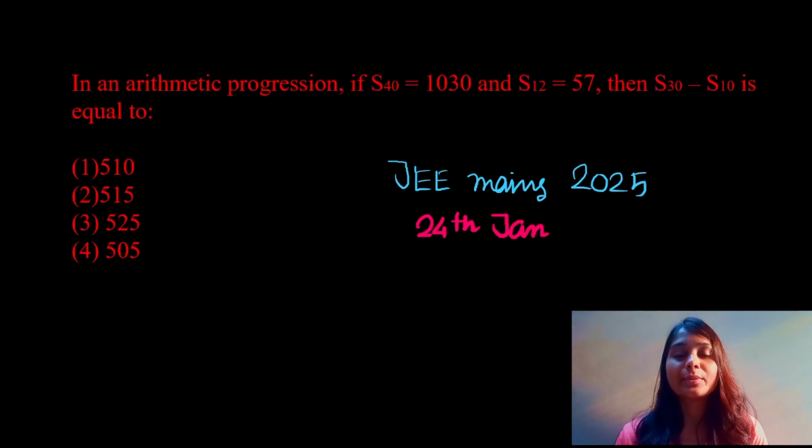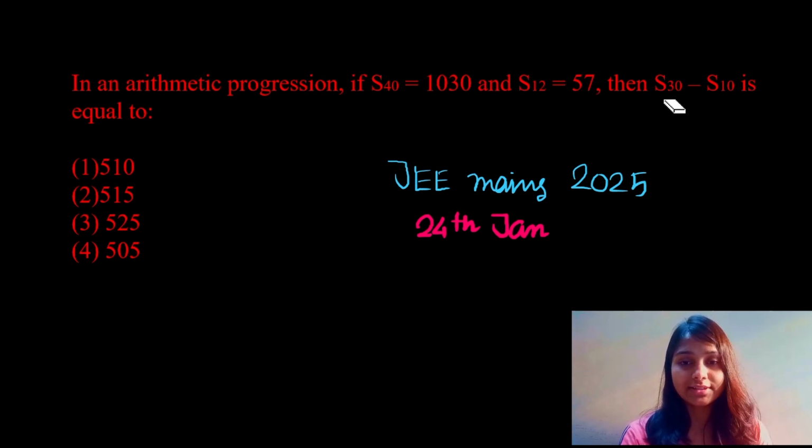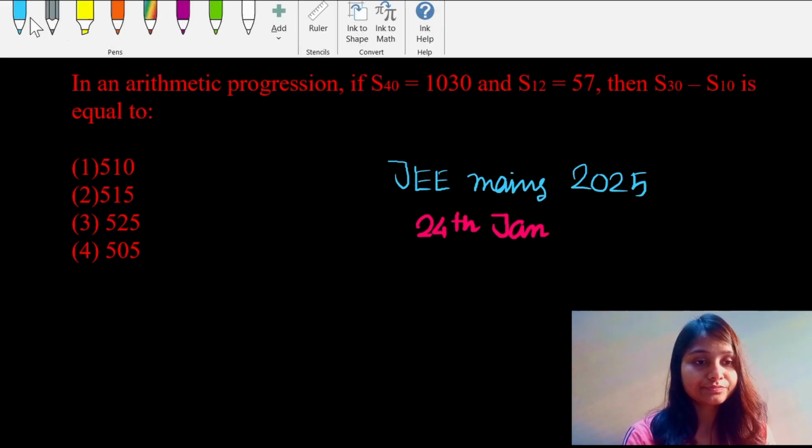In today's video, I'll be discussing a question from the JEE Mains 2025-24 January session. This question is from the Arithmetic Progression chapter. So let us now delve into the question. In an arithmetic progression, if S40, which is the sum of the first 40 terms, is 1030 and S12 is 57, then what will be the value of S30 minus S10?